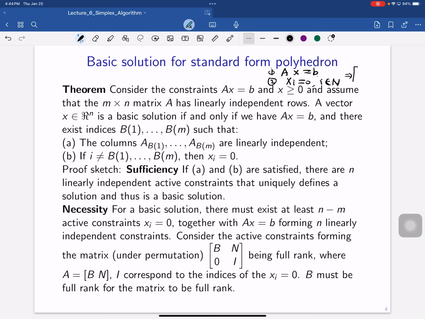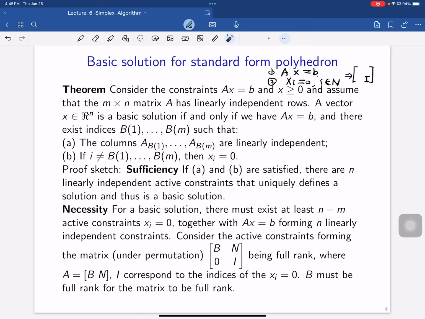Okay, so for example, let's pick all those xi's that we set to 0, right? This part of the constraints corresponds to our identity matrix, right? Because those are xi equal to 0.